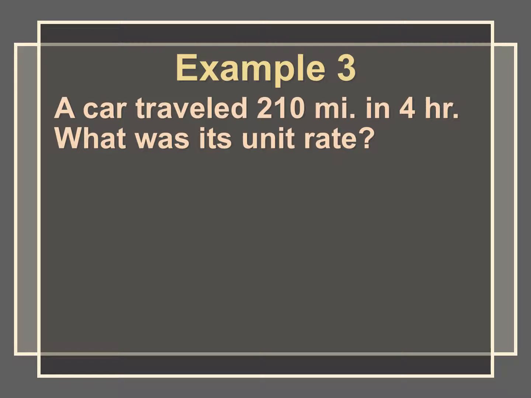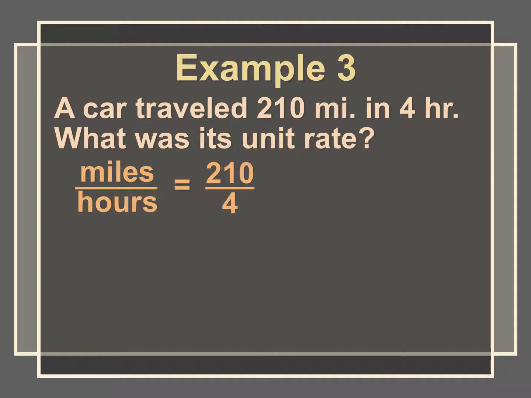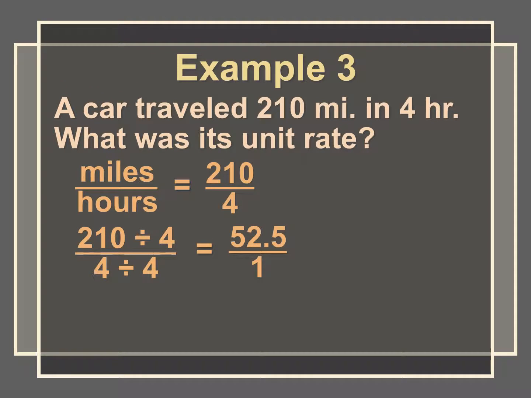So a car traveled 210 miles in 4 hours. What is the unit rate? So we're comparing miles to hours. So that's 210 over 4. But in order to make it a unit rate, our denominator has to be 1. So we're going to divide both numbers by 4 in order for our denominator to be 1. And then we end up with 52.5 to 1. So 52.5 miles to 1 hour. So when we write our unit rate, we can just say 52.5 miles per, which is the little slash mark here, hour.